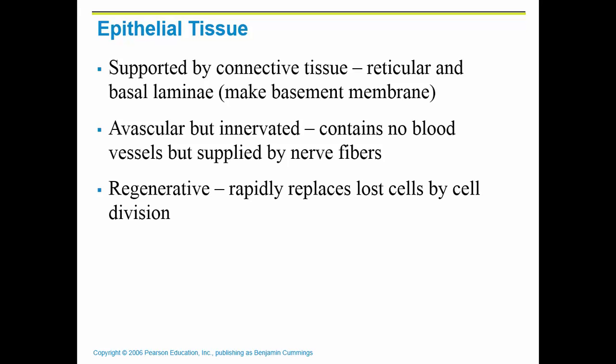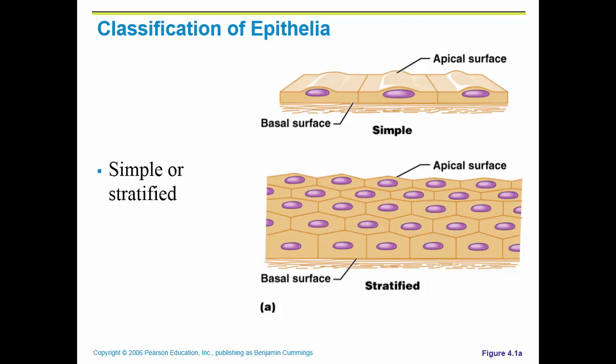It is considered to be avascular, meaning that it does not have a good blood supply, but it is innervated, which is supplied by nerve fibers. So you have receptors that are interpreting what is going on, but it does not get its own blood supply. So that means that it has to get all of its nutrients and oxygen via diffusion. And it's also regenerative. It rapidly replaces all of its lost cells by cell division.